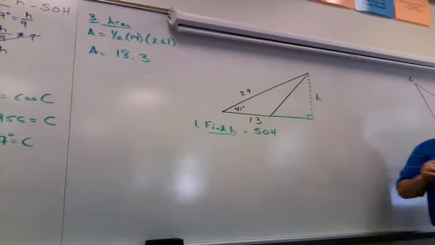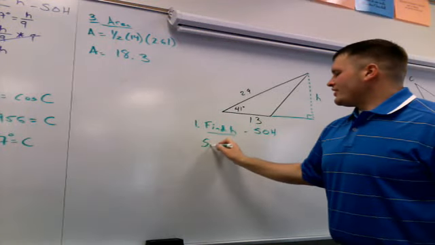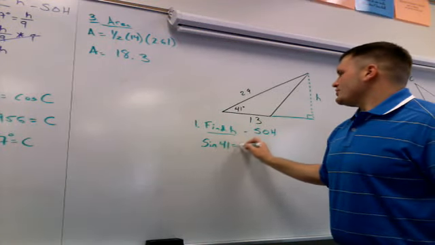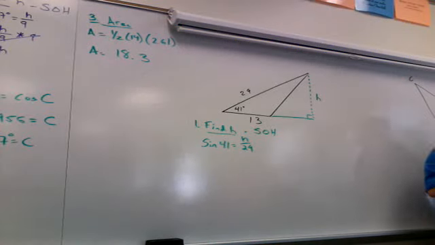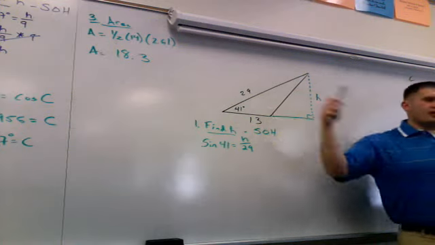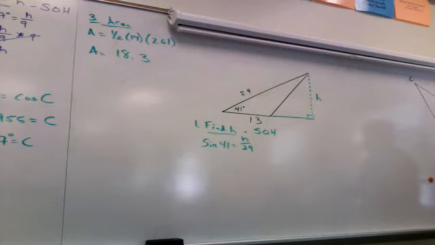Right. So we can find our h by doing sine of 41 equals h over 29. That's fine, then your hypotenuse would be 13 if you use the first height that I drew in there. Okay. So using this height, sine of 41 equals h over 29.